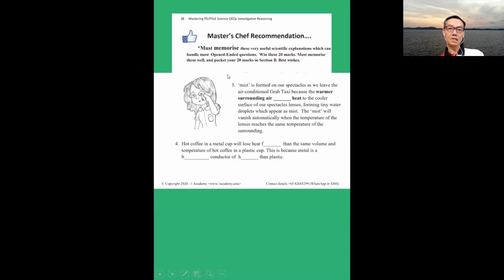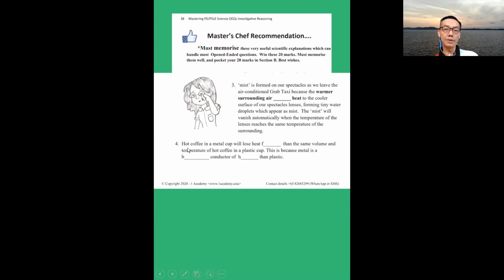Continuing with this part, for example, usually those who wear spectacles like myself, when we exit the cold environment of a vehicle or car or Grab taxi, this mist will form on our spectacles. So this is how they explain. You can visit here or take a screenshot or pause my video here and fill in the blank. It's because the warmer surrounding air loses heat to the cooler surface of our spectacle lens, forming tiny water droplets which appear as mist.